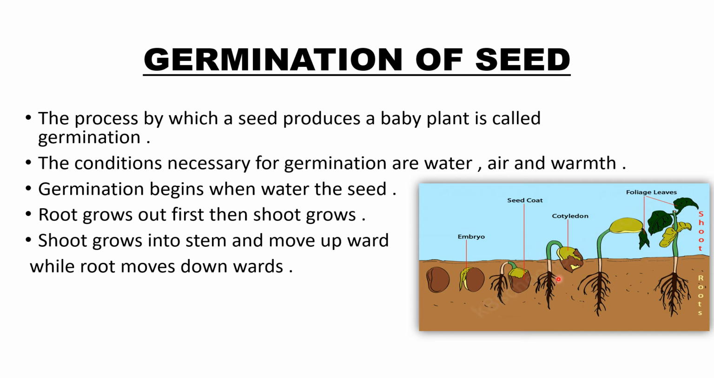Now here you can see that the cotyledon is slowly coming up with the stem, and the root is going downwards and forming branches and giving strength to the plant to stay erect. Here the first leaves appear on the stem. In this way a seed develops into a seedling.